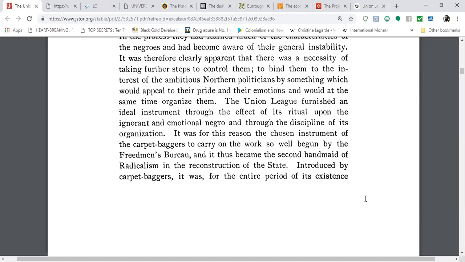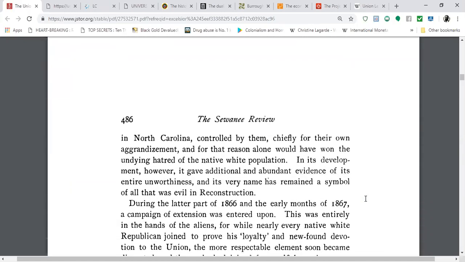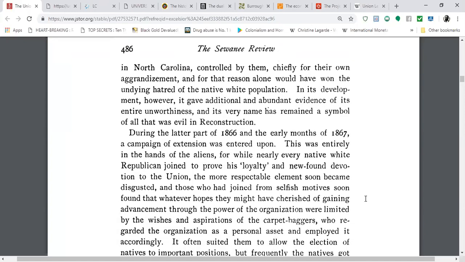Introduced by carpetbaggers, it was for the entire period of its existence in North Carolina controlled by them, chiefly for their own aggrandizement, and that reason alone would have won an undying hatred of the native white population. In its development, however, it gave additional abundant evidence of its entire unworthiness, and its very name remained a symbol of all that was evil in Reconstruction.